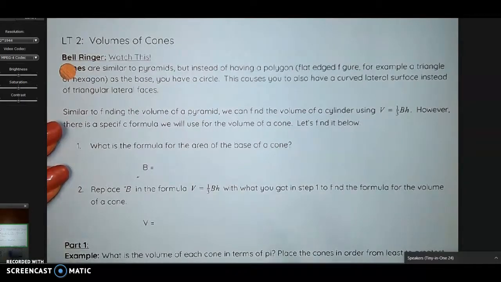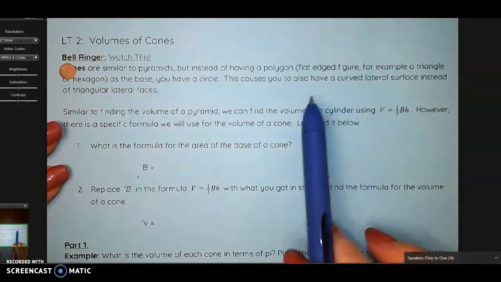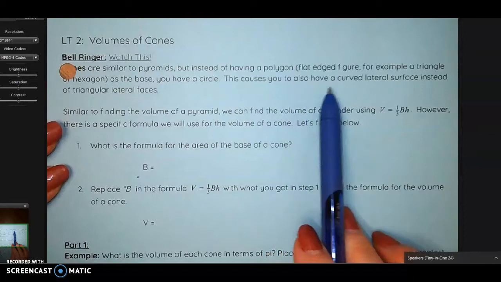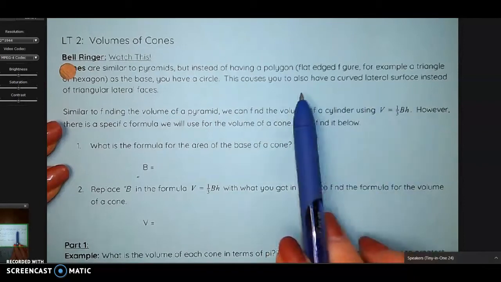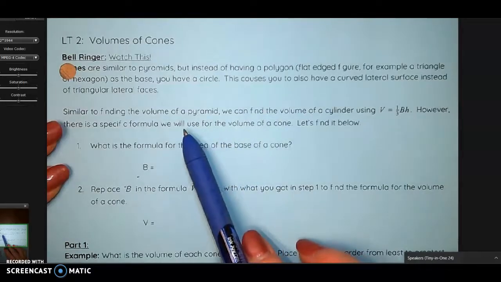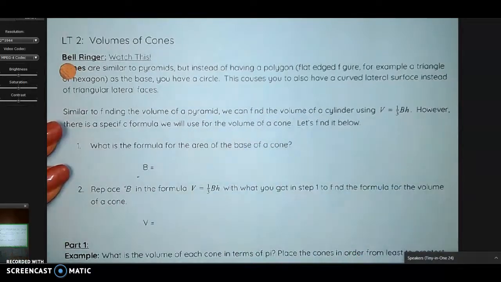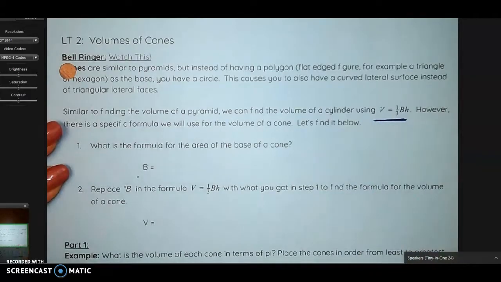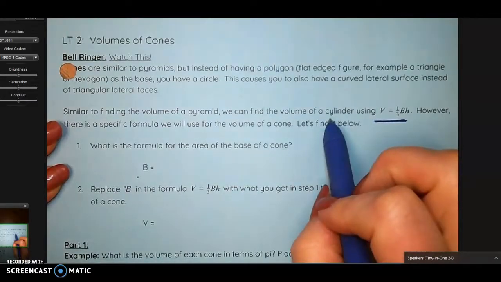So instead of having a polygon or a flat-edged figure, for example, a triangle or a hexagon as a base, you have a circle. This also causes you to have a curved lateral surface instead of triangular lateral faces. Similar to finding the volume of a pyramid, we can find the volume of a cone using this formula right here. Now, what do you notice is different about this formula as opposed to the one that we used for the cylinder yesterday?